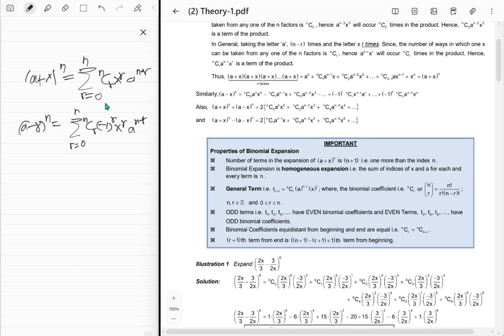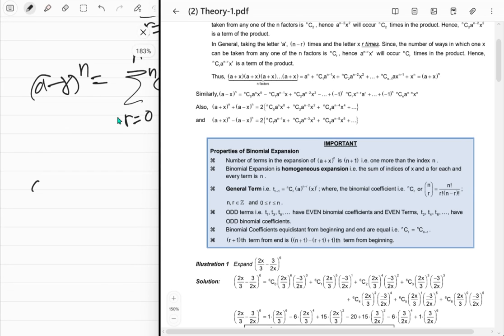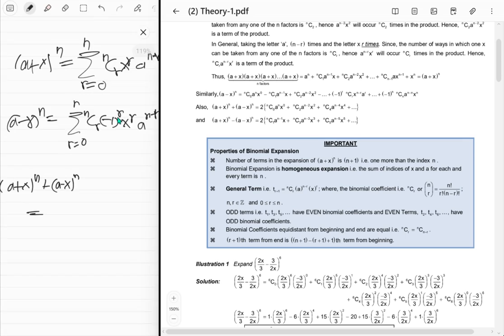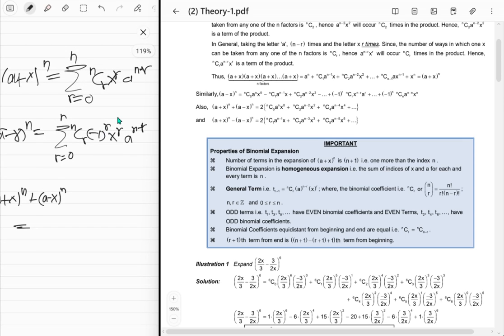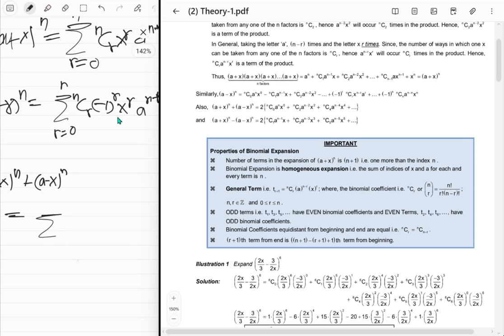For even numbers, you don't have that cancellation happening. So 1 plus negative 1 power r becomes 2 instead of becoming 0. For odd numbers, it becomes 0. So that's what they wrote, (a + x)^n plus (a − x)^n is equal to, basically, 1 plus negative 1 power n or whatever. So only for even numbers it survives, and for even numbers it's going to be 2.